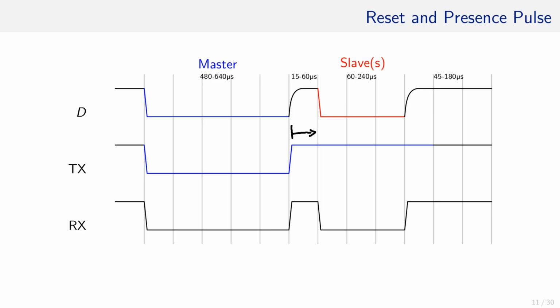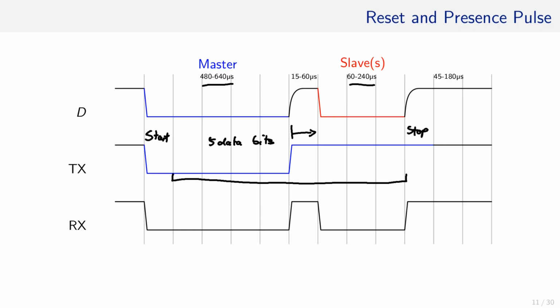Staying with the 8 data bits, what is the duration of 1 bit, and can we slow down the UART that much? This is the start bit and this is the stop bit, so those do not contribute to the data transfer. Somewhere in between are our 8 data bits. Since the reset pulse is longer than the presence pulse, I assign 5 data bits to the reset pulse and 3 data bits to the presence pulse.